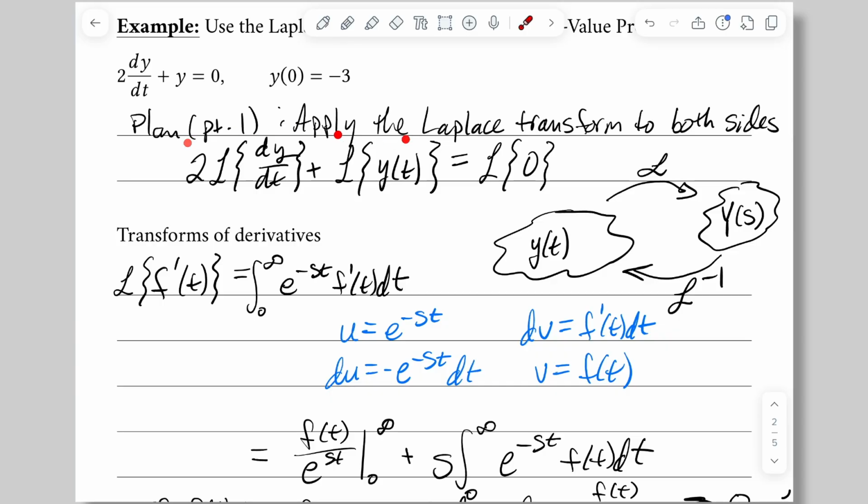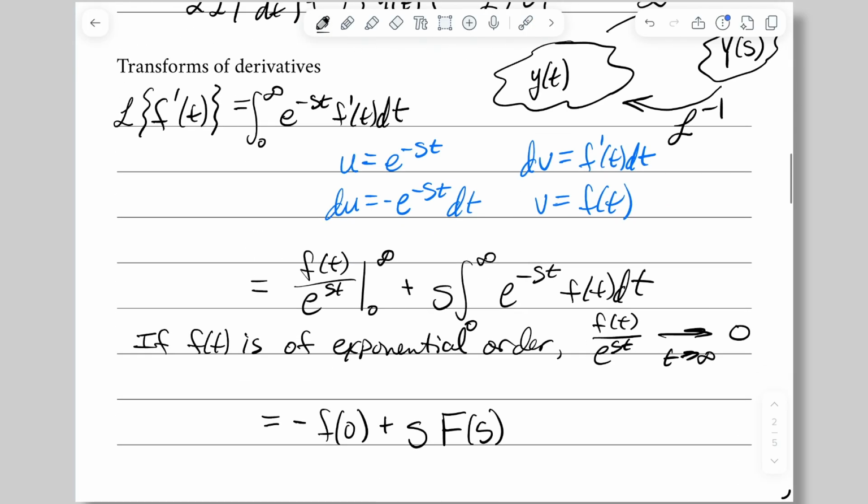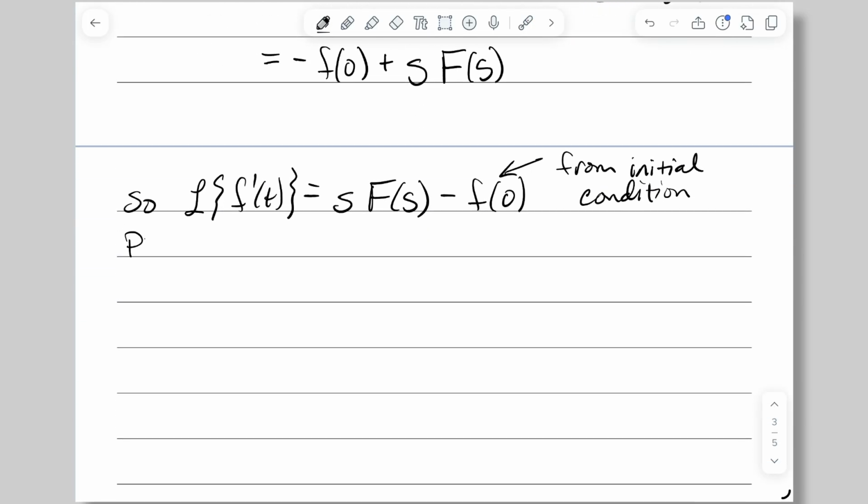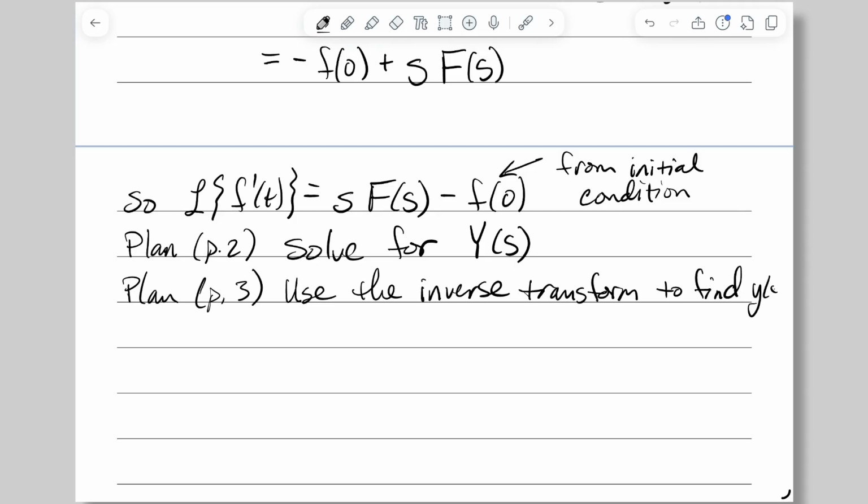Let's go back to our plan. Plan part 1, apply the Laplace transform to both sides. Plan part 2, solve for uppercase Y of s. And then plan part 3, use the inverse transform to find y of t.